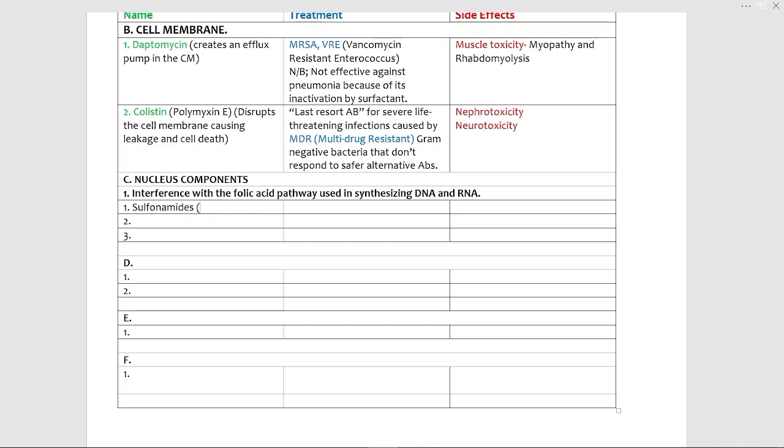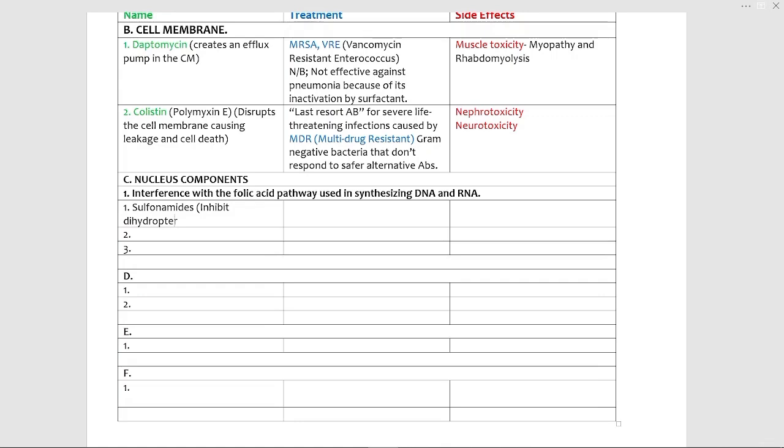And just to make it easier, in the bracket, these are drugs that inhibit dihydropteroate synthase. These are the drugs that inhibit dihydropteroate synthase, yeah, the sulfonamides. I hope you're together till there. The second group that you have are the trimethoprim.